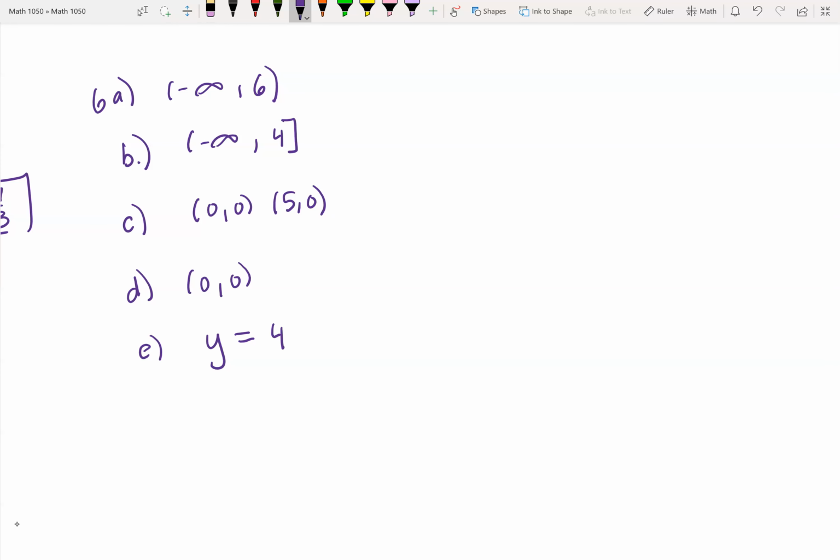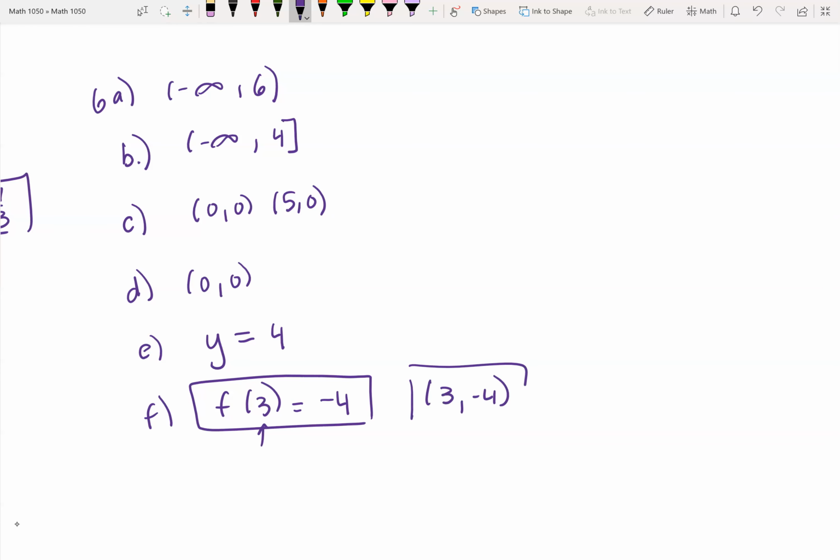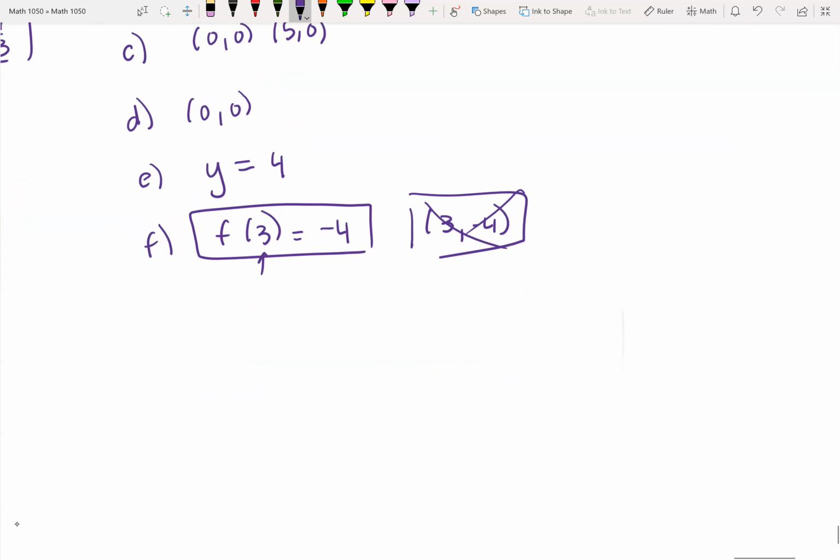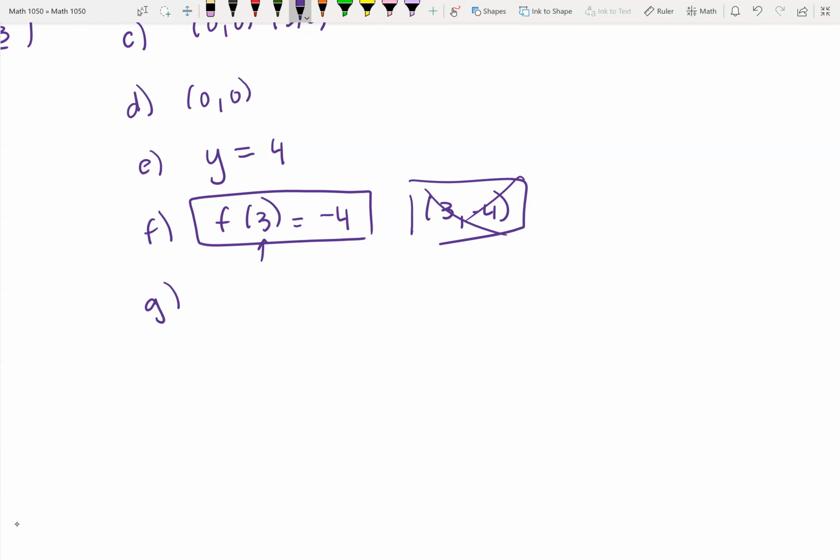The y value is 4, so it's y equals 4. Question F, find f of 3. That's an x value. So if you go over to an x value of 3, where are you? Down 4, looks like that. Some of you did this on the quiz. You wrote that on the line and that on the line. It is not the point unless they say point, okay?